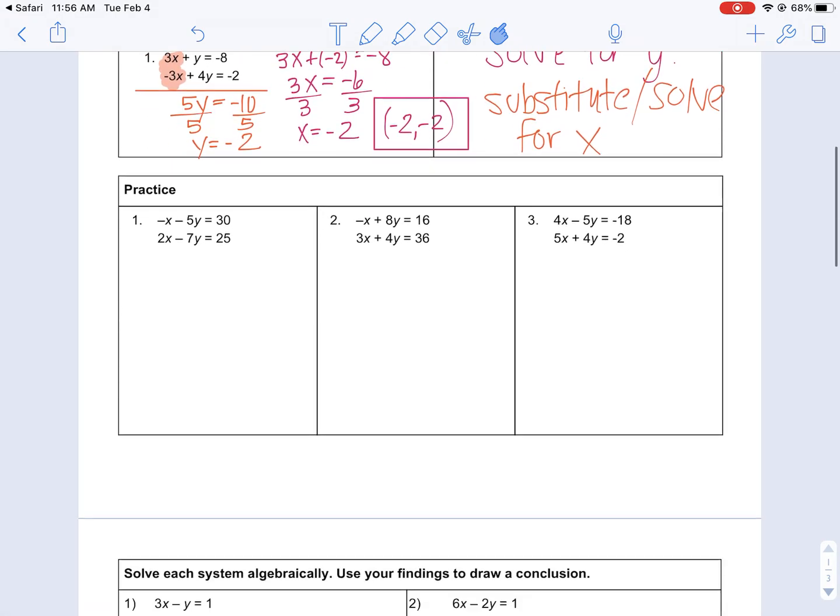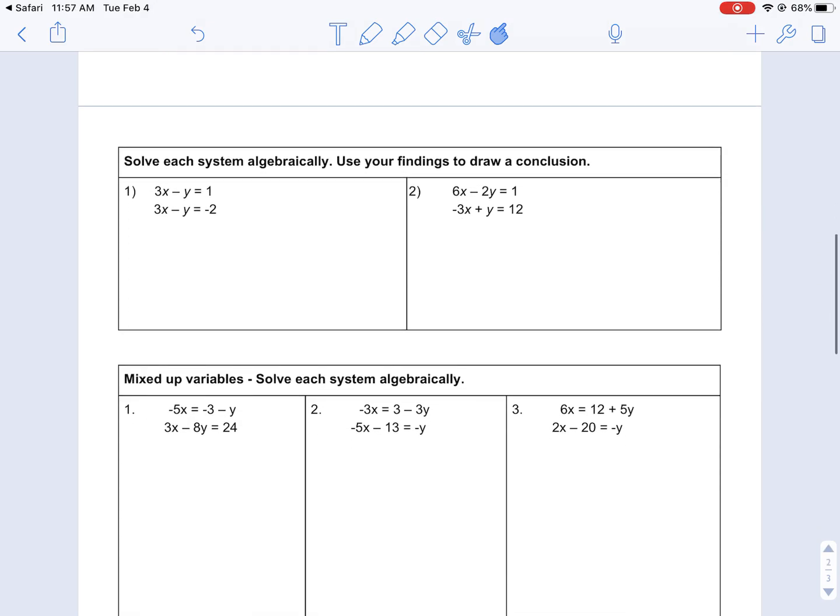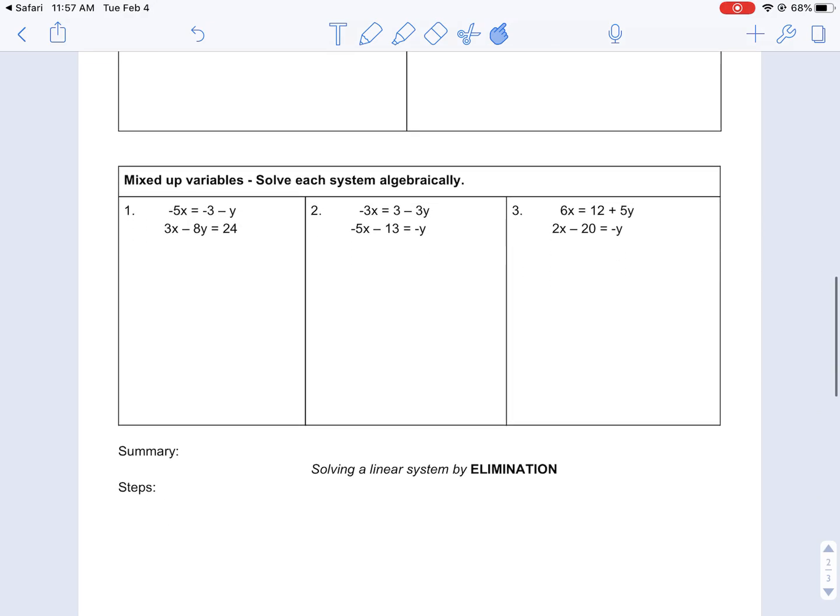All right, so I'm gonna do 3 more practice problems. Sorry, I'm looking through my notes. Let's go down here and look at the mixed up variable ones.